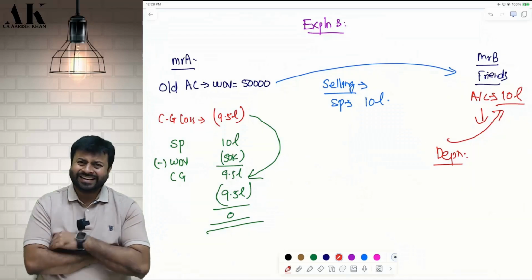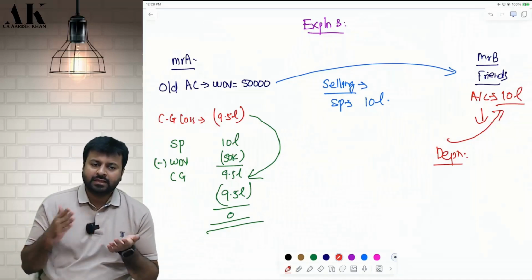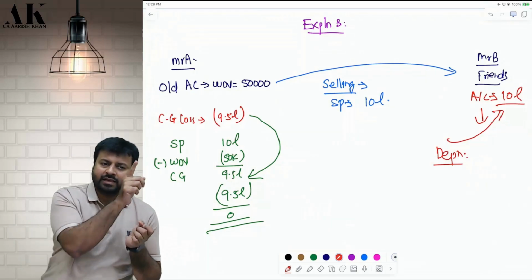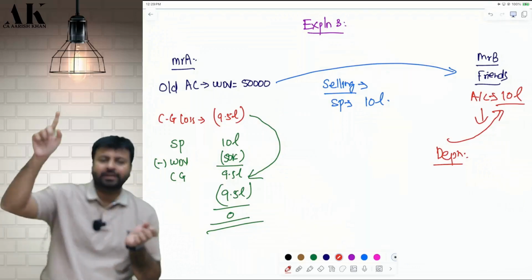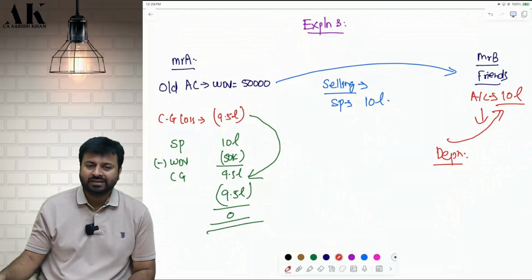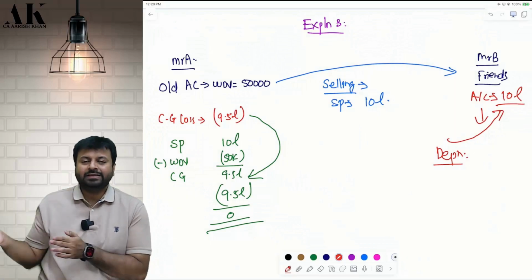So, in reality, how will this transaction be conducted? Mr. A will sell the AC for 10 lakh rupees. Mr. B will enjoy depreciation on 10 lakh. And then Mr. A will, under the table, give back the money to Mr. B. Are you able to understand or not? In cash. Otherwise, for Mr. B, it is of no use. Just to claim depreciation, will I pay more?